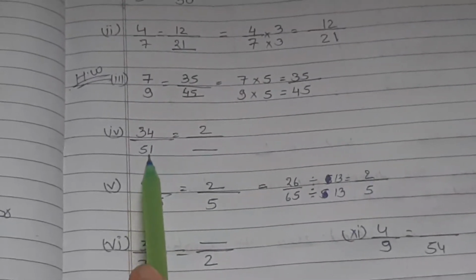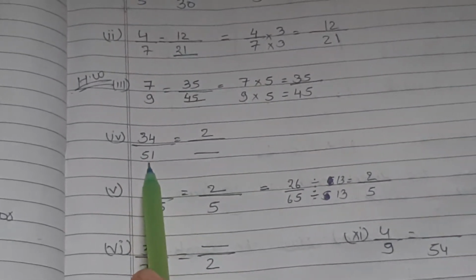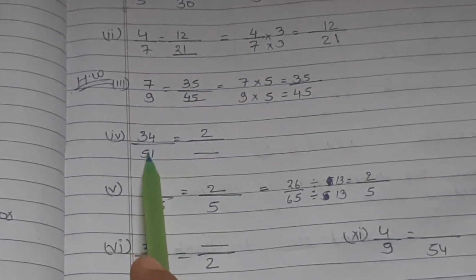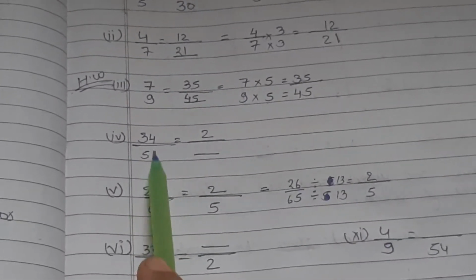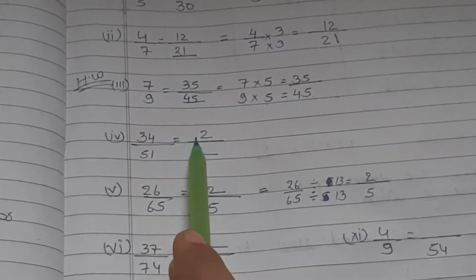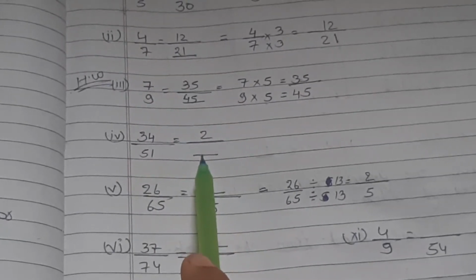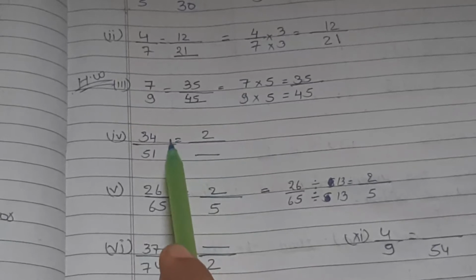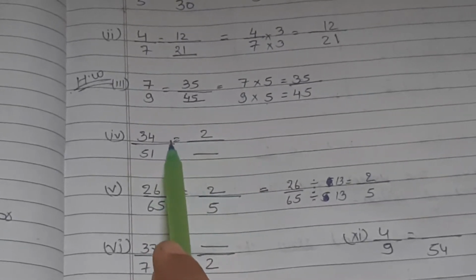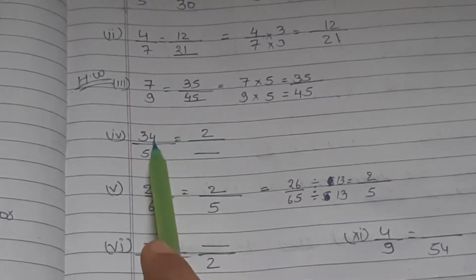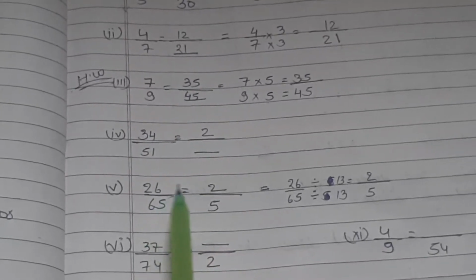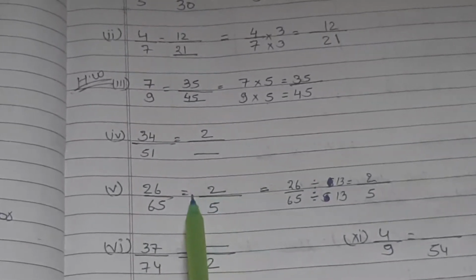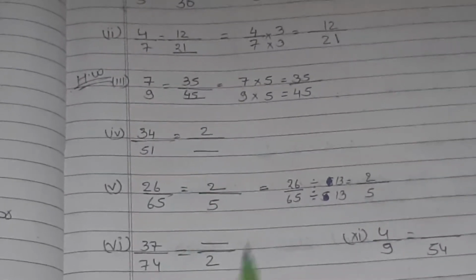34 by 51 is given. Okay, 34 by 51, here it is given. What do you have to do? Here 2 is given, here a dash is there. It means what we have to do? We have to divide. In the same way as I did here, by seeing this question you can do all this type of question.